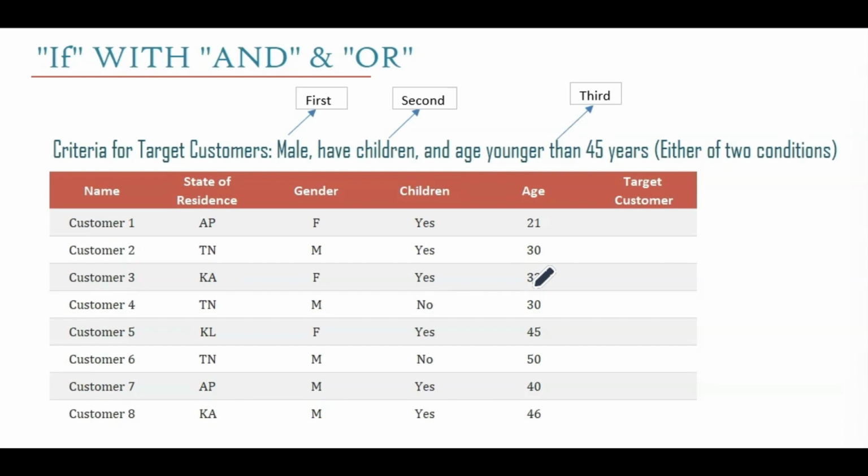Now, first things first, let's start with AND logic. This allows us to set multiple conditions that must all be true. Imagine it as finding customers who are both male and have children.